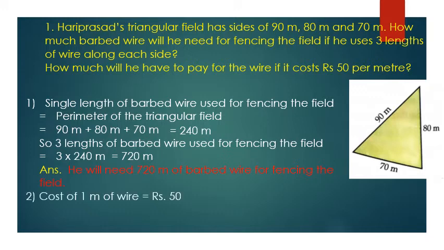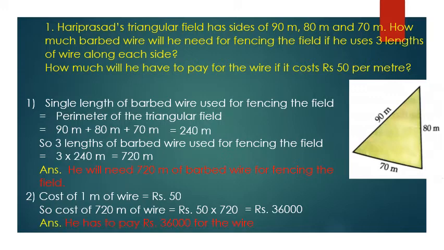Cost of 1 meter of wire is equal to rupees 50. Therefore, cost of 720 meter of wire is equal to rupees 50 multiplied by 720, which in turn is equal to rupees 36,000. Thus, our answer is he has to pay rupees 36,000 for the wire.